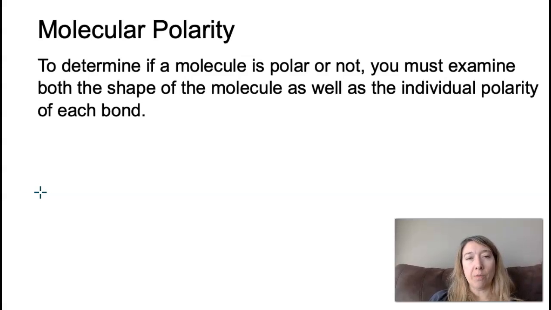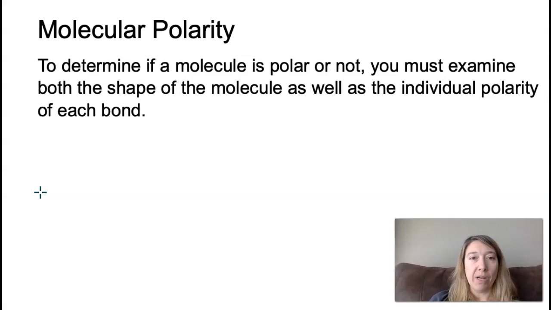To be able to determine molecular polarity, we have to look at two major factors. We have to look at the shape, but then we also have to look at the individual polarity of each bond. If you remember back, it was either the last lesson or two lessons ago, I honestly can't remember, we talked about bond polarity. We talked about using the electronegativity numbers on your periodic table and how our electrons would be attracted towards whichever atom had the higher electronegativity.